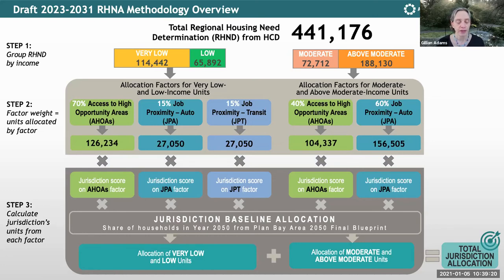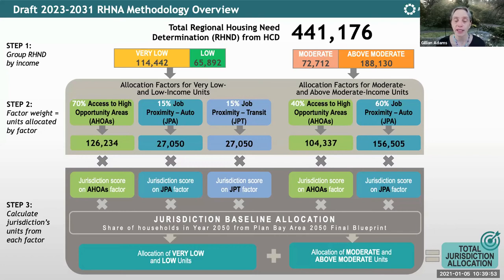In step 3 of the methodology, you can see that the factors and weights are used to adjust a jurisdiction's baseline allocation. The baseline allocation assigns each jurisdiction a beginning share of the region's housing needs, and it's based on the jurisdiction's share of the region's total households in the year 2050 from the final blueprint. Using households in 2050 takes into consideration the number of households that are currently living in a jurisdiction, as well as the number of households expected to be added over the next several decades.